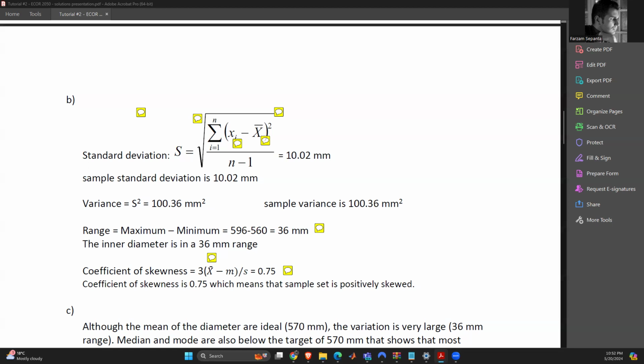And technically, a value of 0 for coefficient of skewness means that your data set is perfectly symmetrical or has perfect symmetry. If it's a positive value, it shows that the data set is skewed toward the positive side. And 0.75 is the value that we calculated for this based on what we have. Means 3 multiplied by mean subtracted by median divided by a standard deviation.